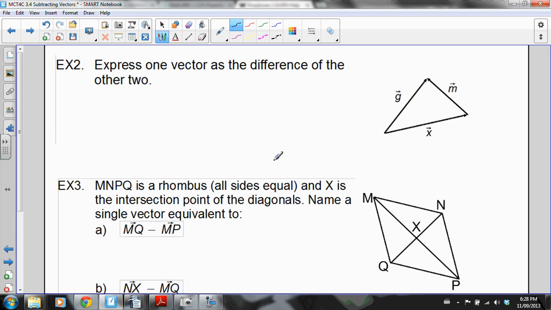Express one vector as the difference of the other two. Okay, well, how are we going to do this? Well, pick one as a negative. Notice if I write g this way, then I could go m plus g, but then I'm not starting at the start and ending at the end. So I can't make g opposite. I'm thinking about making one of these opposite. So let's try to make m opposite. Let's go the other way for m.